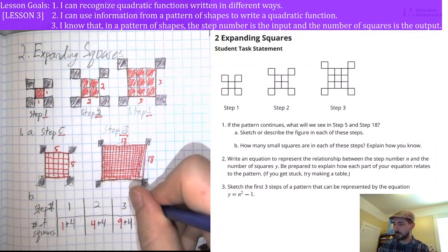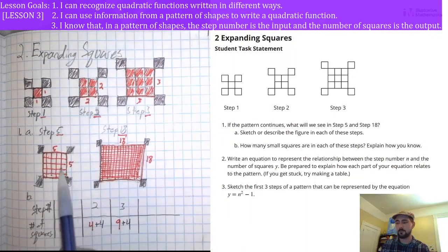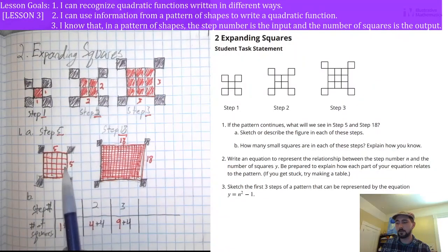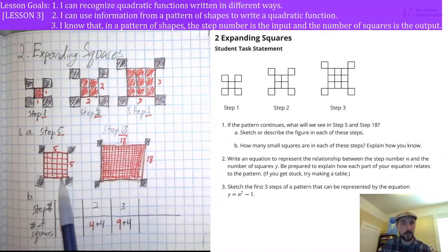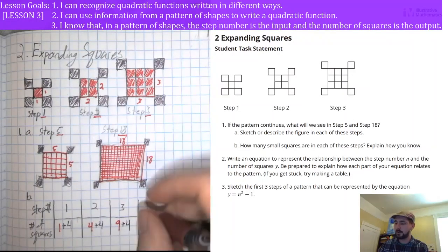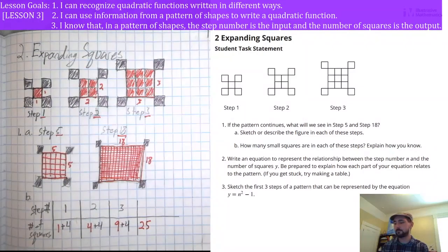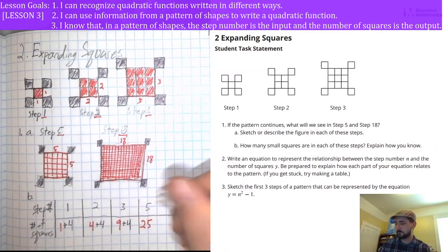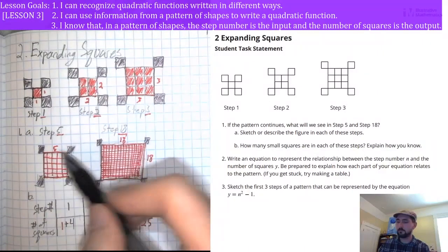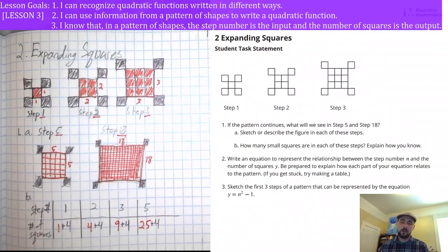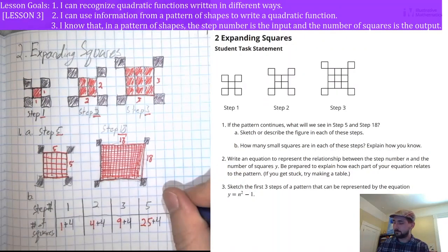Okay, now jumping to step 5. So step 5 is going to have 1, 2, 3, 4, 5, 6, 7, 8, 9, 10, 11, 12, 13, 14, 15, 16, 17, 18, 19, 20, 21, 22, 23, 24, 25 of the red squares on the inside. Plus. All right, 18.